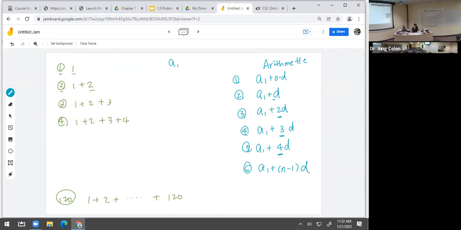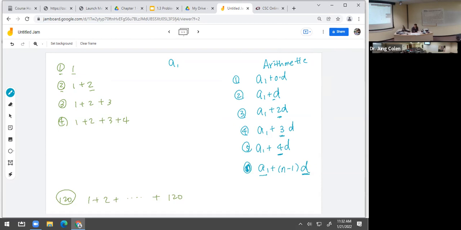So this is arithmetic sequence. When you have the first term, a sub 1, and the difference, okay? And you can find any term. So this is for the nth term. Thinking about that, in our sequence of numbers, what's the difference? 1, 2, 3, 4. It increases by 1. So the difference is 1.